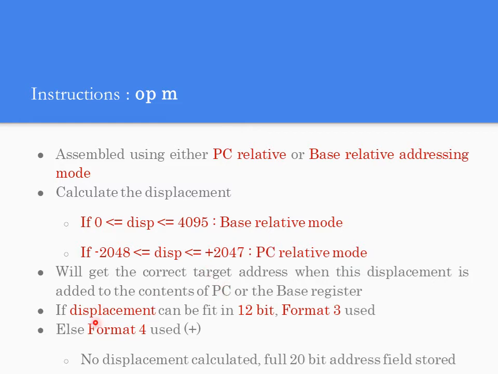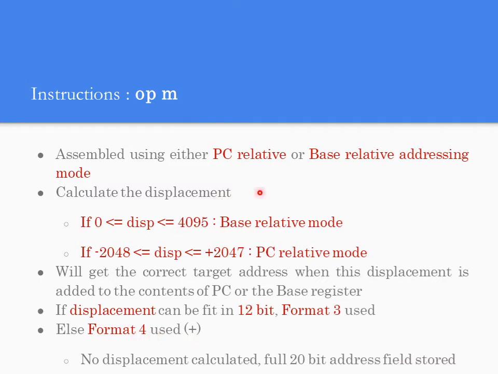Now if the displacement can fit into 12 bits, then format 3 will be used. But if the displacement goes beyond 12 bits, for such instructions format 4 is used with a plus symbol. There no displacement is calculated. Please understand this: it's not displacement. Directly the 20-bit address will be stored in the address field in format 4.